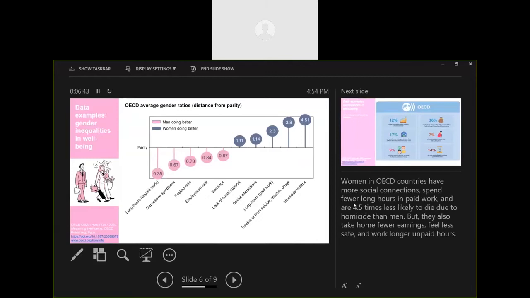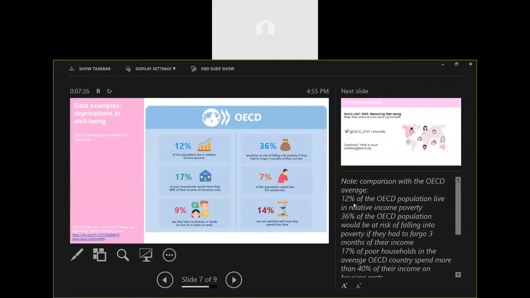An example of inequalities between population groups. So here in the case of gender, in different well-being areas, this is a visualization from a recent well-being report. Here we can see all the well-being areas, and we see that men are doing much better in terms of being paid for jobs and working less hours in unpaid work, but they also have fewer social connections and are spending more hours in paid work at their jobs.